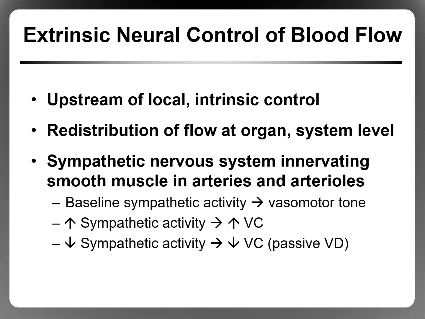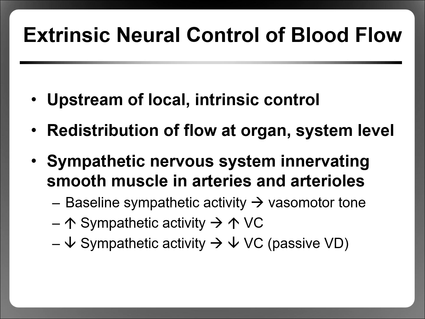And for extrinsic controls of blood flow, we can also have neural controls here. These will be upstream of local intrinsic controls, and this will allow us to redistribute organ and system level blood flow. So our sympathetic nervous system, which will innervate smooth muscle in our arteries and arterioles, is going to be what takes over here. We have a baseline level of sympathetic activity, which creates our vasomotor tone. So when we increase the sympathetic activity, we get vasoconstriction. When we decrease sympathetic activity, we actually just get a decrease in vasoconstriction, which is a passive form of vasodilation.